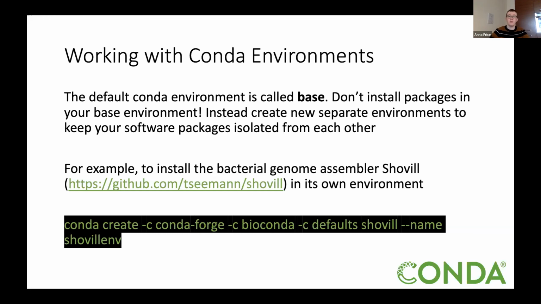For example, this is an example command for creating a Conda environment for a piece of software called Shovill in its own environment. The command you'd run is conda create to create your environment. Then these -c flags specify the channels from which the software is being pulled. When you actually run this on your client VM, you don't need to specify these channels, because they will be set up in the config. Then you list the software you want to install, that's Shovill. Then you give a name to your environment, called Shovill environment.